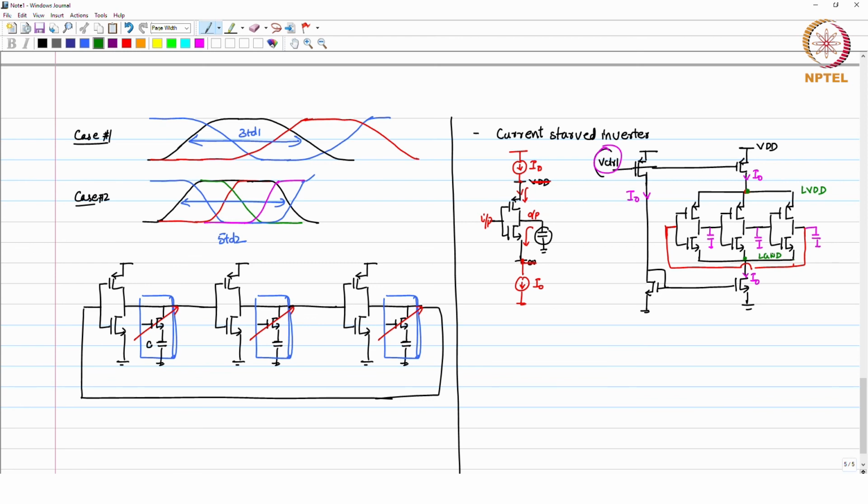So, the way we controlled our oscillator, our inverter delay, by controlling the current source, you can also control the inverter's delay by controlling its supply voltage. So, you can do both of these if you require to vary the oscillator's frequency.